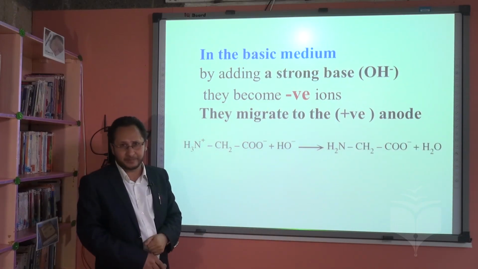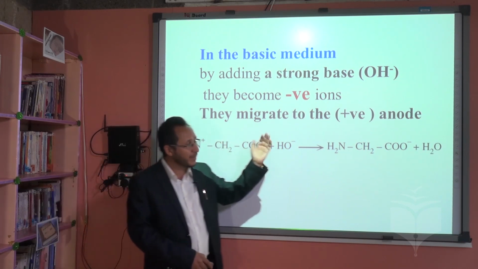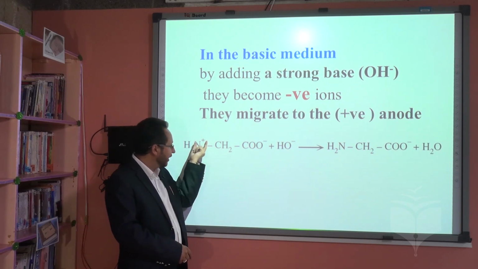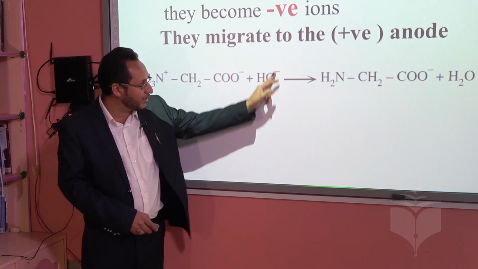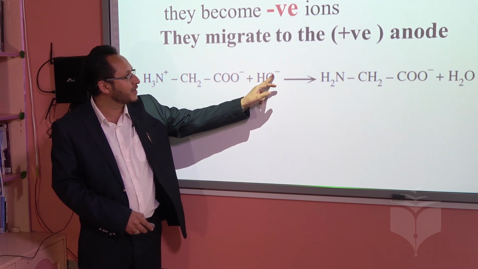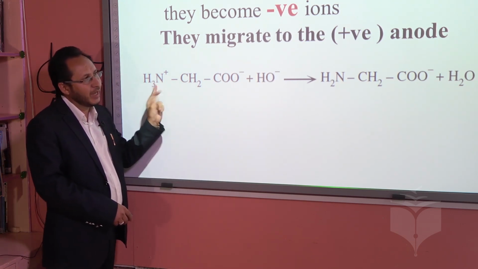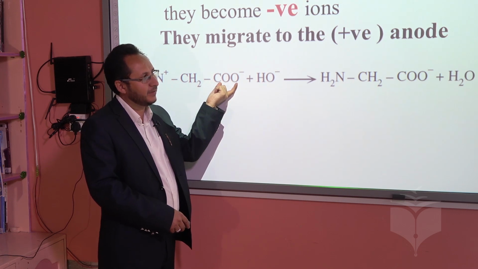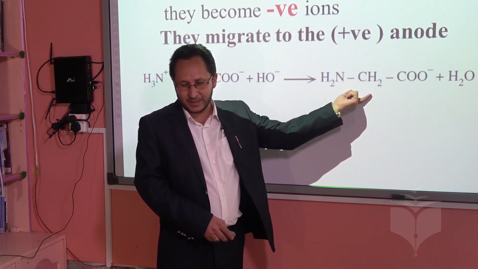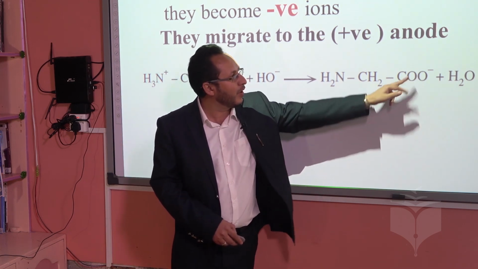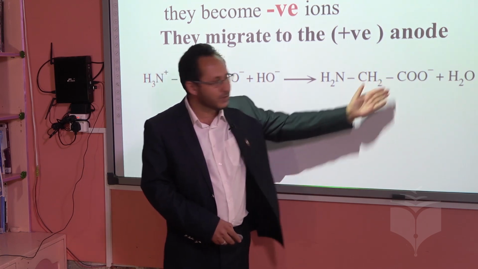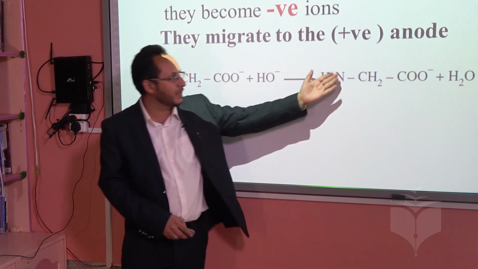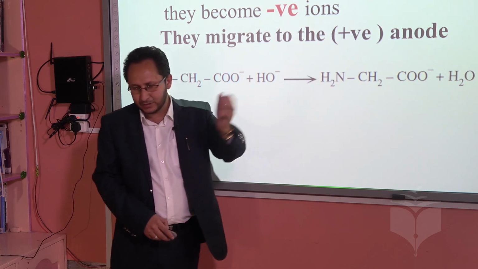And also in the basic medium. In the basic medium, by adding a strong base such as OH or NaOH, look, this is in the neutral solution. It has positive and negative. But if you add OH, a strong base, this OH takes H from NH3 and is removed as H2O. Now this end is negative. So in the basic medium, amino acids are present as negative ions. If you pass the current, they migrate to the anode, because the anode is positive and this is negative. So negative attracts to the positive.